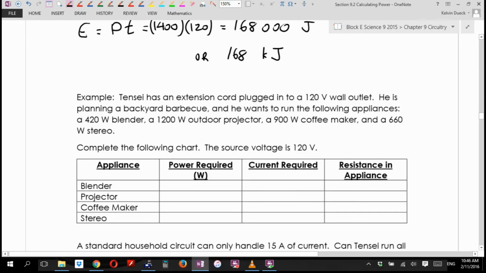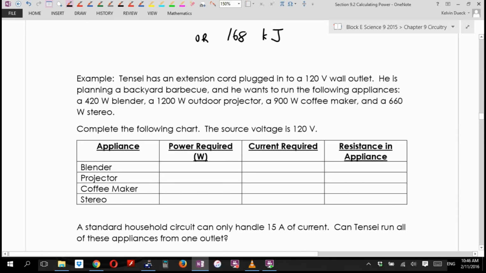Complete the following chart. The voltage source is 120 volts. Okay, so the blender, we need 420 watts. The projector, we need 1200 watts. The coffee maker is 900 watts. Stereo is 660 watts.